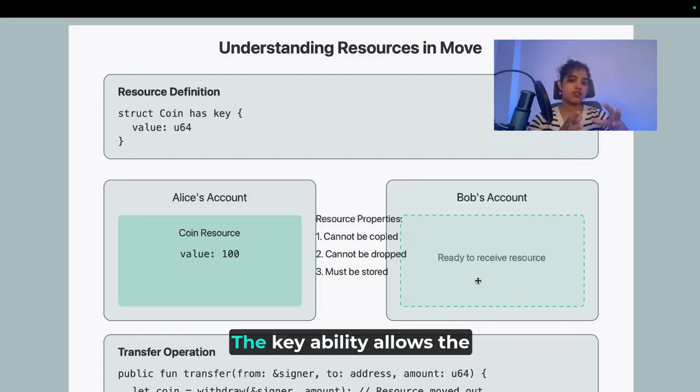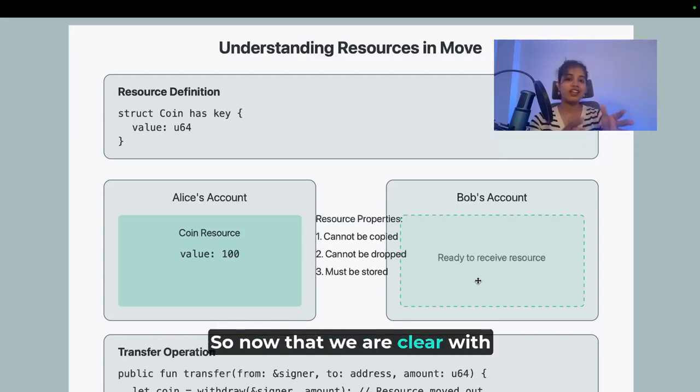The key ability allows the struct to be saved somewhere in the global state. The store ability allows the struct to be saved under another struct. And the copy and the drop abilities are the ones that we are mostly concerned about. Because if we look at the properties of physical cash, the 2 most important things that we look at is that you cannot copy a note. Yes, it is still a fungible asset, but you're not essentially copying the same note. Similarly, you cannot randomly destroy the note out of nowhere. And these 2 properties are very important when we are talking about storing digital assets.